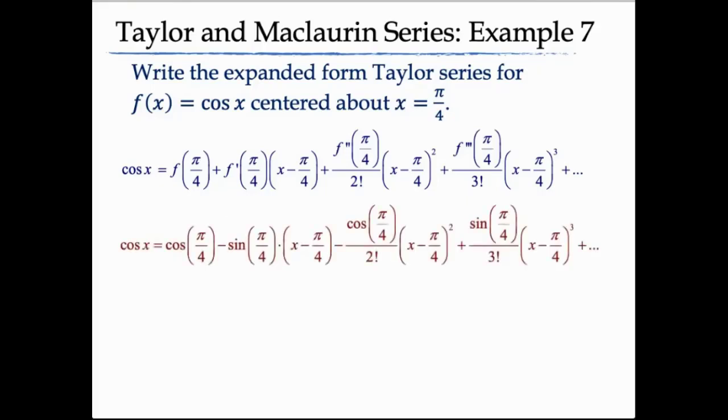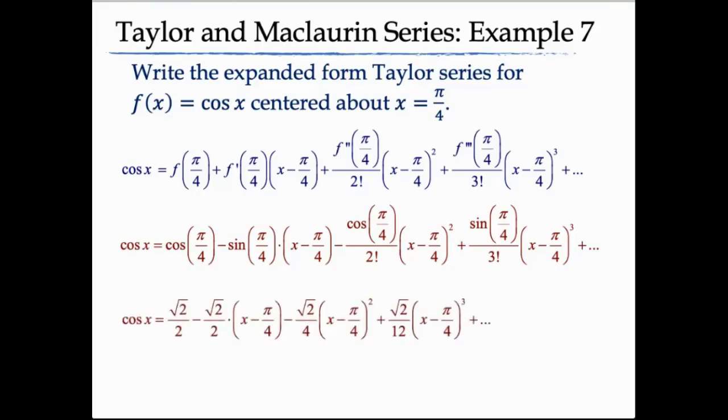Okay, so in any case, we do have to evaluate cosine of pi over 4, which is radical 2 over 2, negative sine of pi over 4, which is negative radical 2 over 2, and negative cosine of this, which is another negative, so it's going to be negative radical 2 over 2 over 2 factorial times x minus pi over 4 squared, and so forth, right? So we have to evaluate each of our derivatives, and then figure out what this is going to give us.